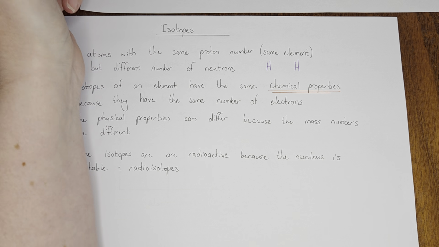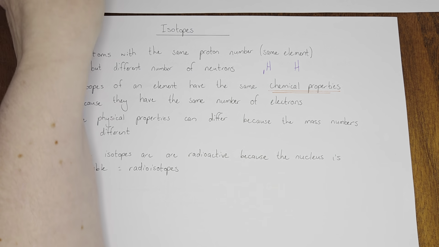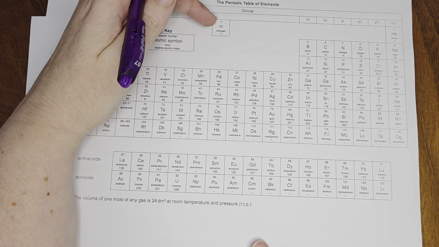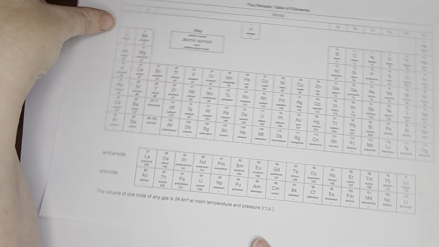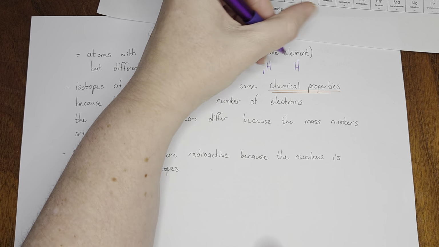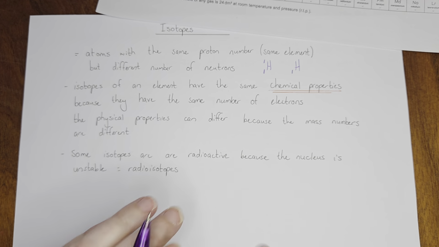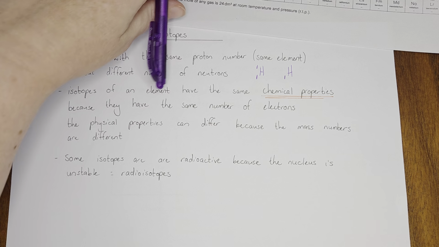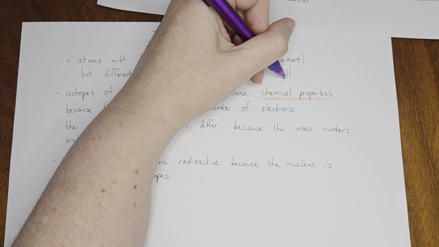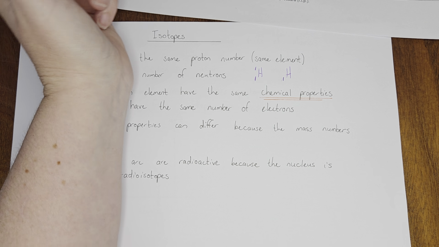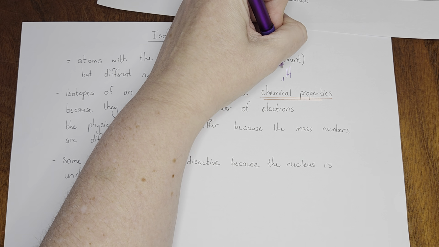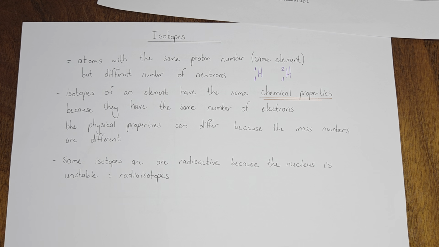Hydrogen always has the atomic number 1. Okay, so the regular atomic number is 1 and the regular mass number is 1. So this would be my regular hydrogen. But sometimes I could have more neutrons, which means the atomic number still stays 1, but the mass number could be 2, for example. Okay, those are isotopes of each other.